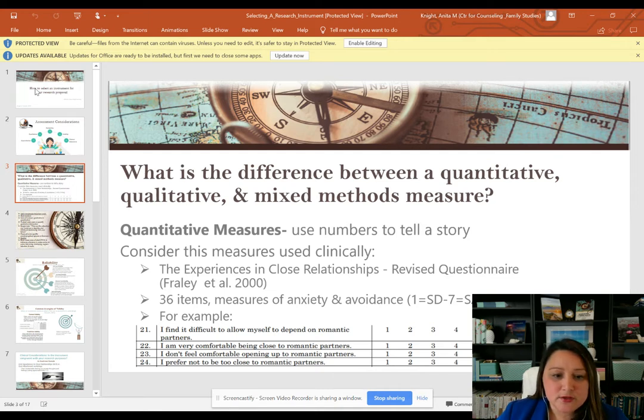For example, consider the item, I prefer not to be too close to romantic partners. This is a measure of avoidance that's identified on a Likert scale from 1 to 7. The participants will identify with either a 1 for strongly disagree to a 7 for strongly agree, anywhere within that continuum. So they are quantifying with a number the story about how they do relationships.